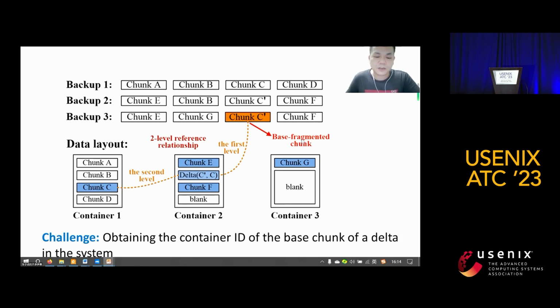However, identifying such a chunk is a challenge because obtaining the container ID of the base chunk of a delta in the system is difficult. Storing container IDs of base chunks along with deltas in containers is vulnerable to garbage collection because base chunks can move around due to garbage collection. Storing fingerprints of base chunks and obtaining their container IDs through the fingerprint index may result in a large number of extra I/O operations.